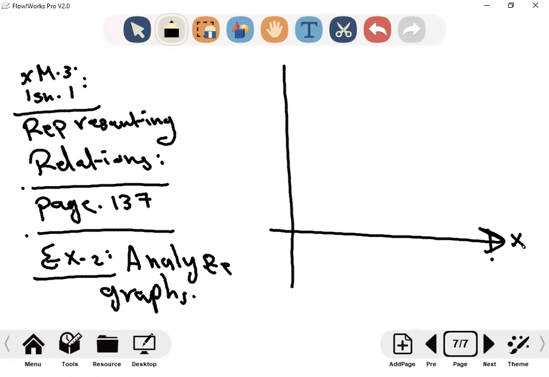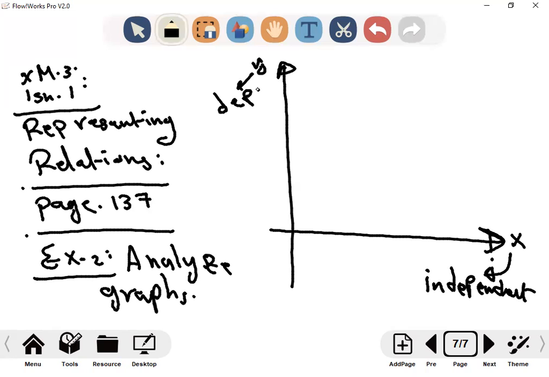Now, before we go to example 2, if I have this graph, this is the x-axis and this is the y-axis. The x-axis we call the domain, the independent variable. Y we call the dependent variable. Why do we call them like this?